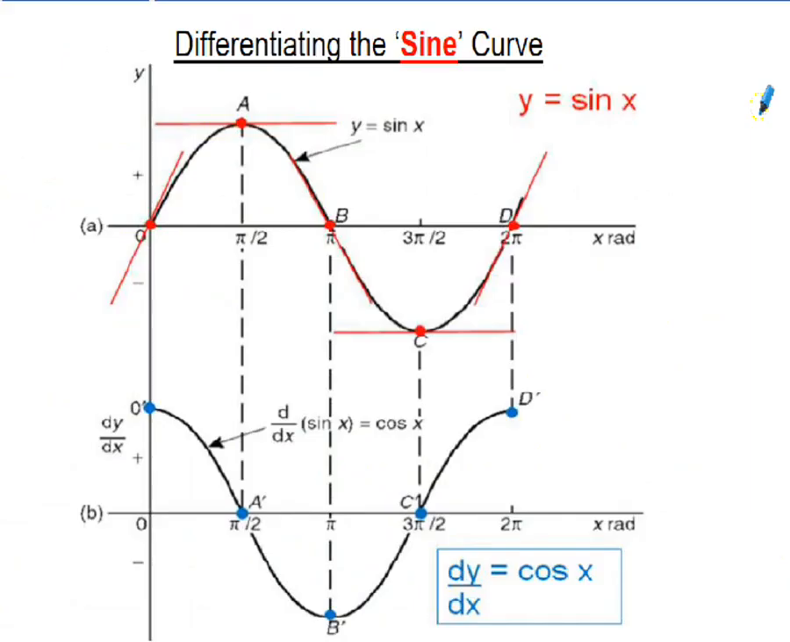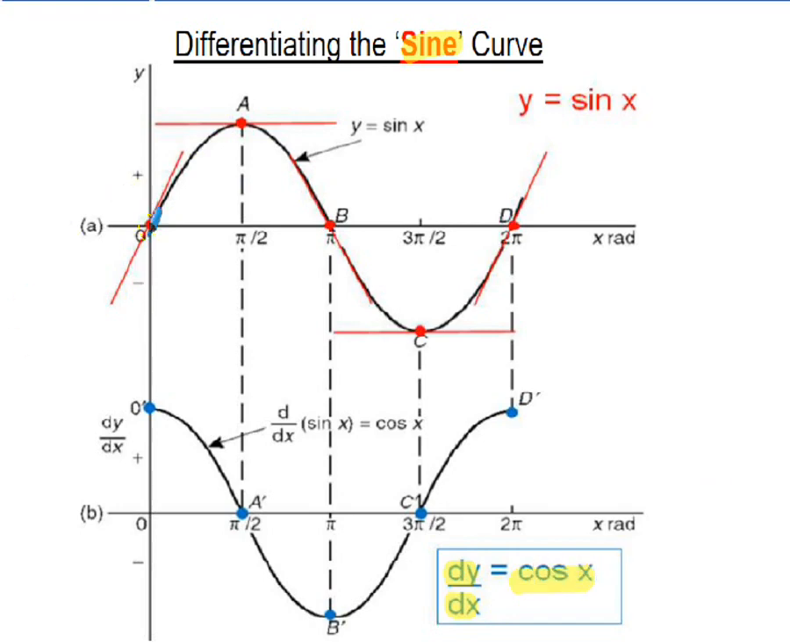What I'm going to try and show on this slide and the following slides are differential coefficients for other common functions such as sine, cos, etc. So if we take the sine curve, this is a typical sine curve here, hopefully you're familiar with the sine curve. What I'm going to show is that the differential coefficient of the sine curve, the dy by dx, is actually the cos x curve.